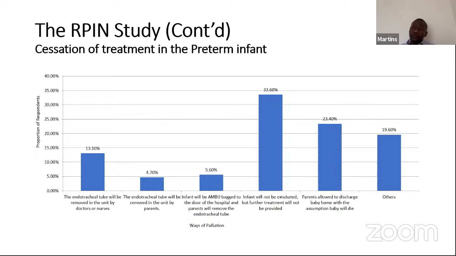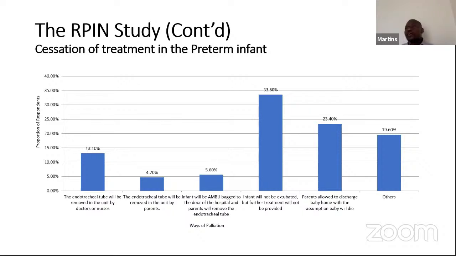But other medications will not be given. What the majority will give is paracetamol for pain, just baseline medication, but you don't want to do something active for the baby. And then 23.4% say parents will be allowed to discharge the baby home with the hope that the baby will die.